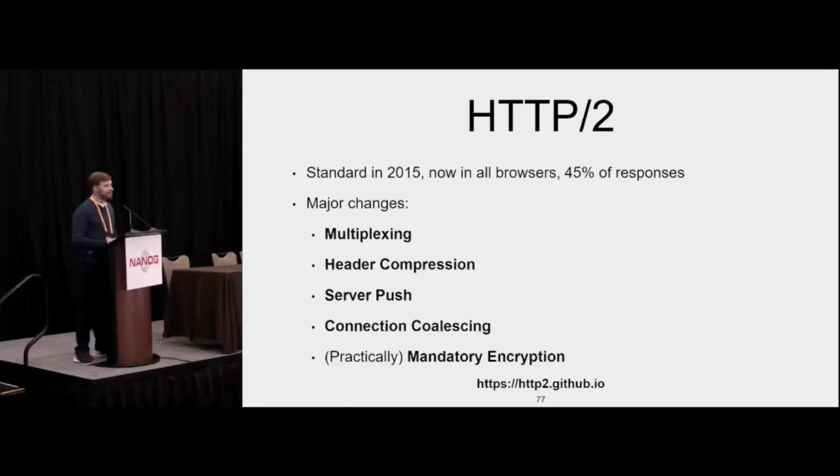And part of this has been the evolution and adoption of HTTP2. So HTTP2 was standardized in 2015. It's now in every major browser. It's about 45% of responses on the web. In practice, HTTP2 requires encryption in order to be deployable. Therefore it's encrypted. It adds multiplexing, header compression, server push, and connection coalescing. The goal of all these features really was to improve user experience, improve the consistency of user experience in terms of page load times, improve latency, and for most websites, it's managed to do that. So that was really the driving force behind this.